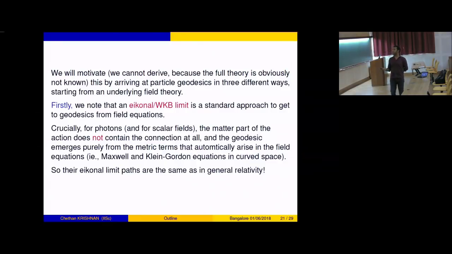Crucially, for photons and for scalar fields, the matter part of the action does not contain the connection at all. So if you take the geodesic limit, you automatically end up finding the metric geodesic, starting from Maxwell and Klein-Gordon-like equations. The eikonal limit parts are the same as in general relativity. This is absolutely crucial, especially for photons, because light deflection tests are the most important and basic tests of general relativity. If the photon satisfies that, we have some hope that this might not all go to hell. Another question? No. Okay.